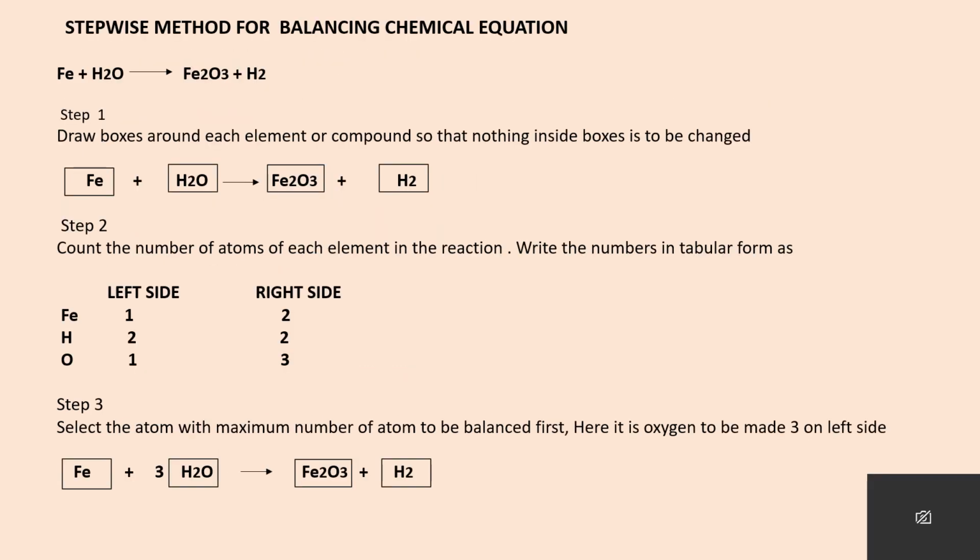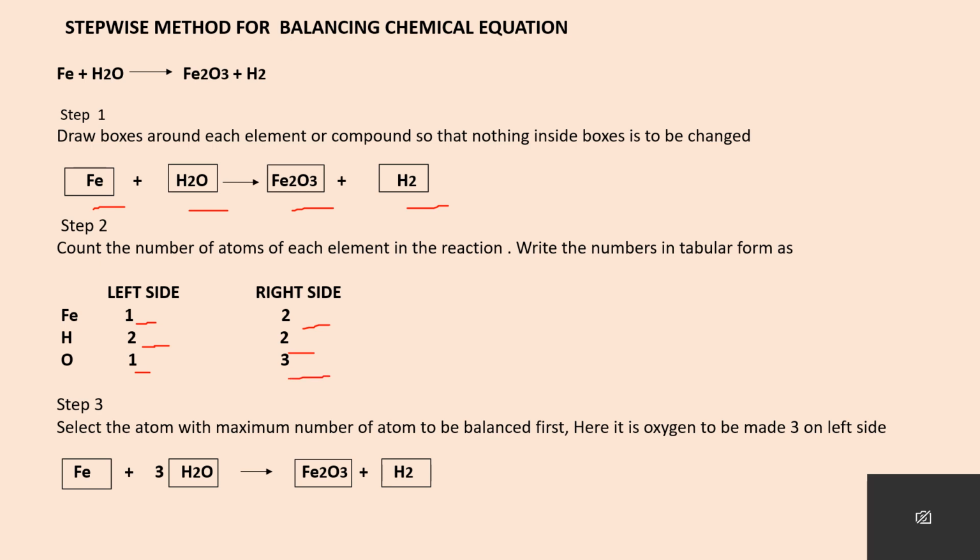Let us learn the stepwise method for balancing chemical equation. The first step is to draw boxes around each element or compound which are taking part in the reaction. Here we have drawn boxes around Fe, water, Fe2O3 and H2. The second step is to count the number of atoms of each element or compound on the reactant side and on the product side. The reactant side is the left side. So here Fe is 1, hydrogen is 2, oxygen is 1. Similarly, on the right side, Fe is 2, hydrogen is 2 and oxygen is 3.